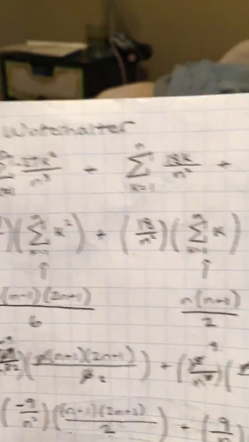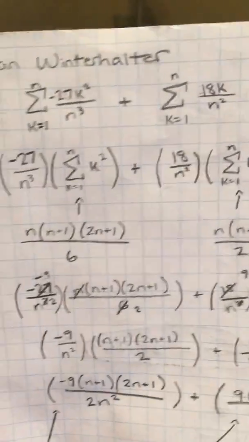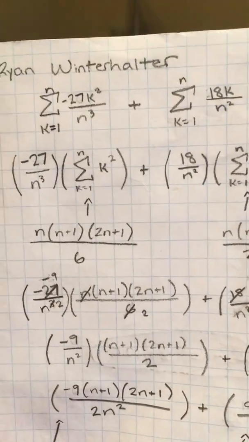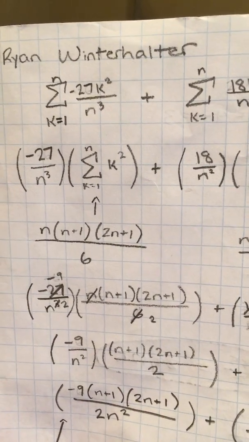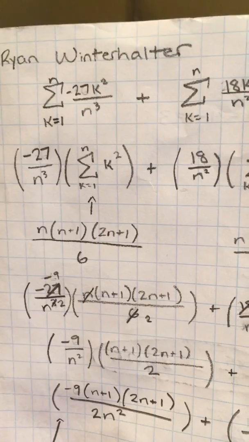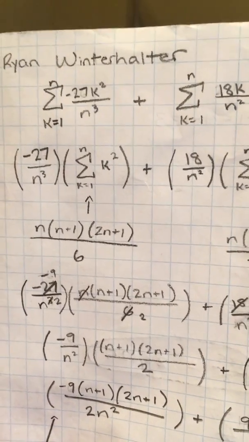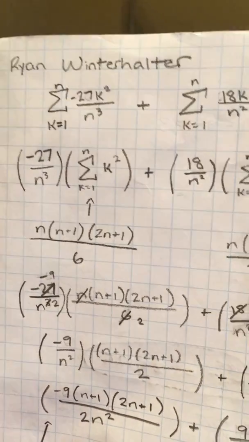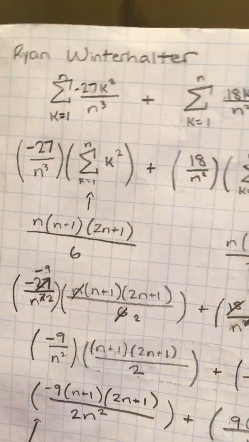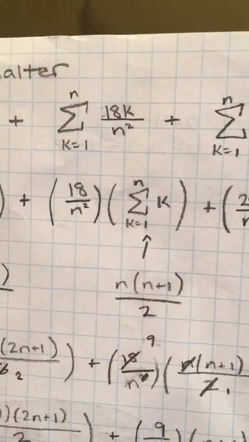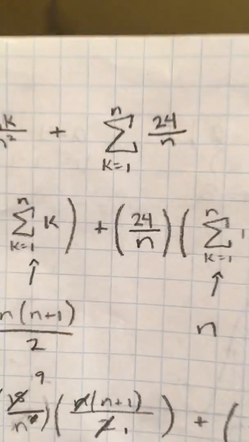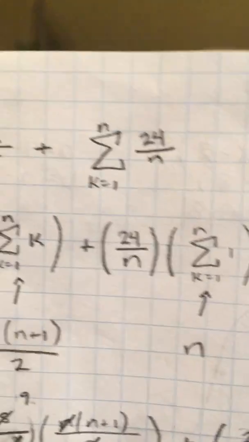Now, when we look at the back, I just rewrote this up here for the sake of being able to see it without having to flip the paper. What we can do is we notice that the negative 27 over n cubed is a constant, right? That is never going to change. That is always going to be the same. The only thing that is going to change is k when it goes from 1 to 2 to 3 and so on and so on. The same goes for here. 18 over n squared is a constant. K is the only thing that changes. And over here there is no k, so the 24 over n is still a constant.